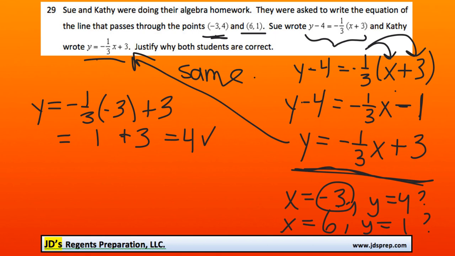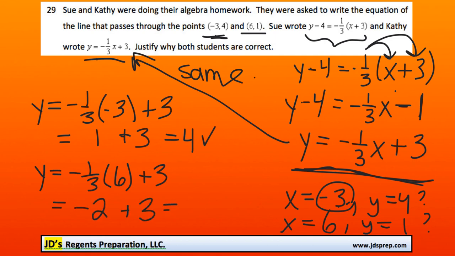And then if x equals 6, then the equation would be y equals -1/3 times 6 plus 3. -1/3 times 6 gets us -2, and -2 plus 3 is in fact +1. So what we've just done is proven algebraically that this equation does in fact go through these 2 points. So that shows that the equation is correct and that they're both the same.